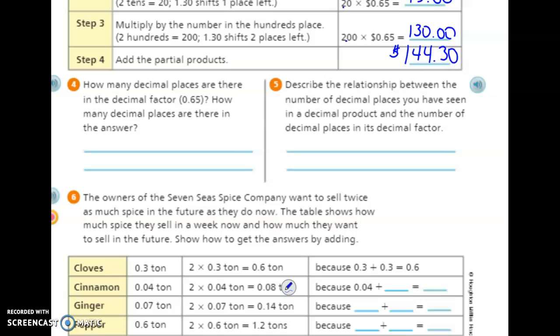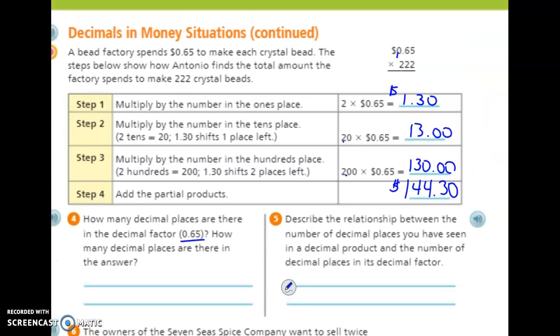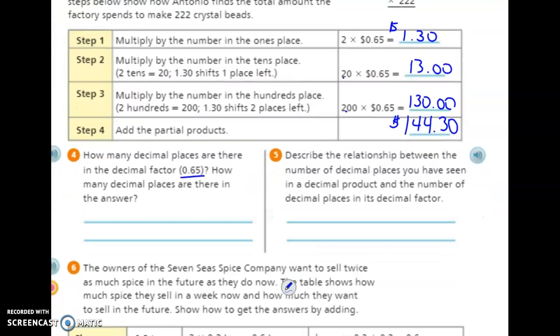All right, so we've got 2 questions that are kind of important down here. How many decimal places are there in the decimal factor 65? Remember our factors, the number we're multiplying by? So in that number 65, how many decimal places were there? 1, 2, the 6 and the 5, right? So there were 2. And how many were there in the answer? 2.